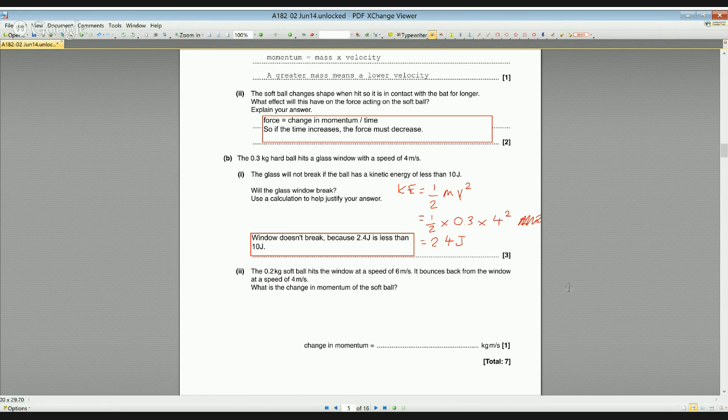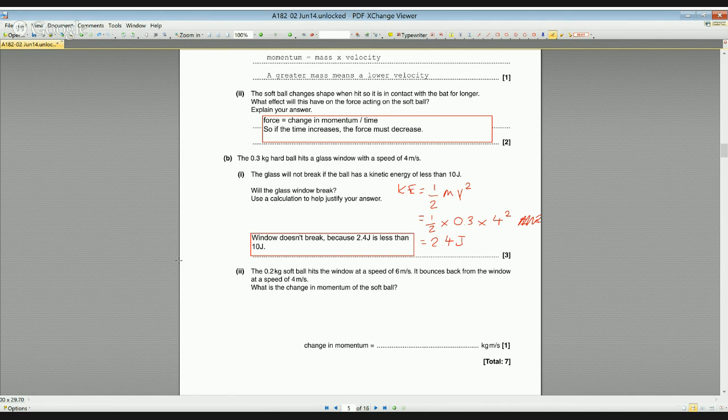And the final part of question 2, the 0.2 kilogram soft ball hits the window at a speed of 6 meters per second, and it bounces back from the window at a speed of 4 meters per second. What is the change in momentum of the soft ball? Now, when students did this as part of their mock exam, this was a question that a large majority of students got wrong. And usually the same mistake. It's usually worth in a momentum question like this.